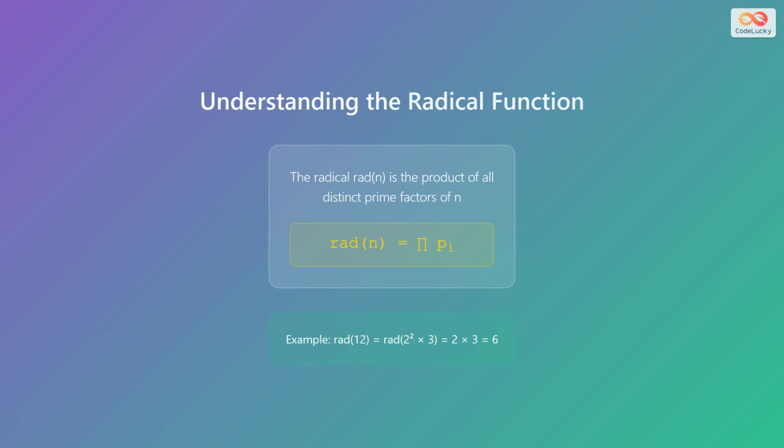To fully grasp the ABC conjecture, we need to understand what the radical of a number is. The radical of n, denoted as rad(n), is simply the product of all the distinct prime factors of n. The formula for the same is rad(n) = ∏ p_i. For instance, if we take the number 12, which can be expressed as 2² × 3, the radical of 12 would be 2 × 3, which equals 6.